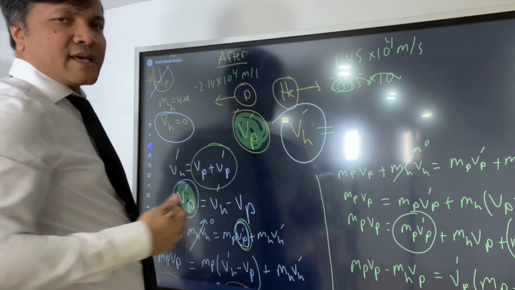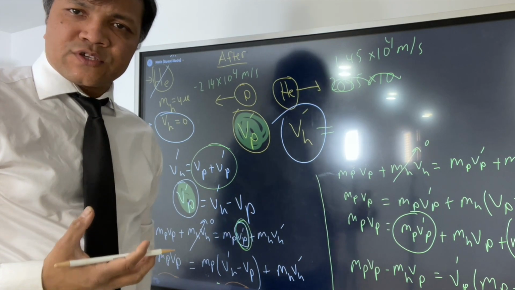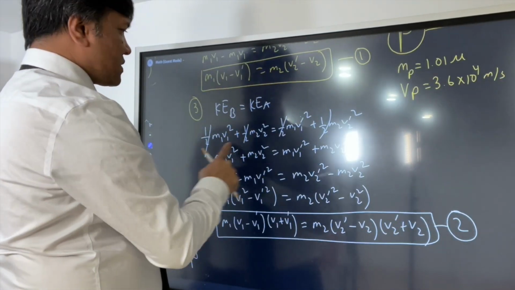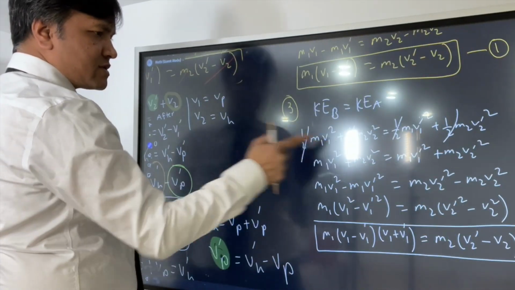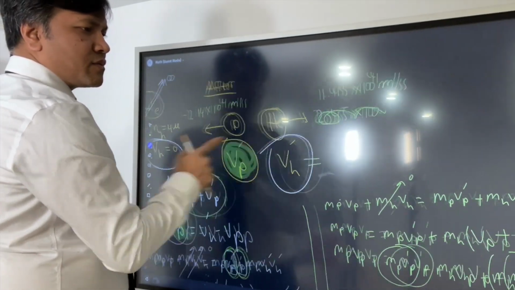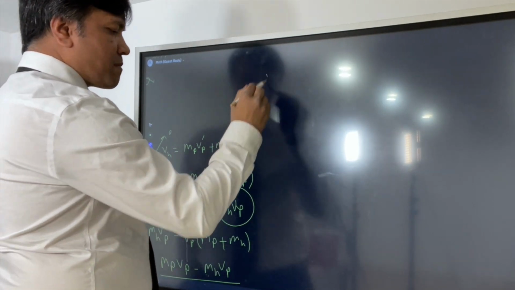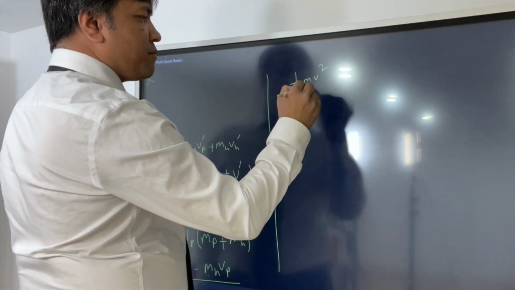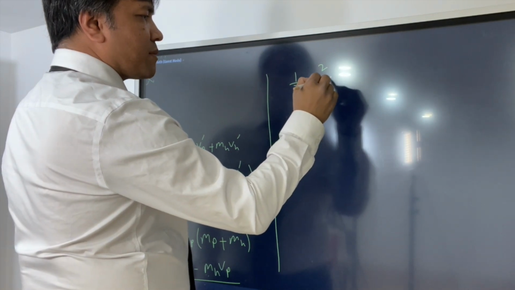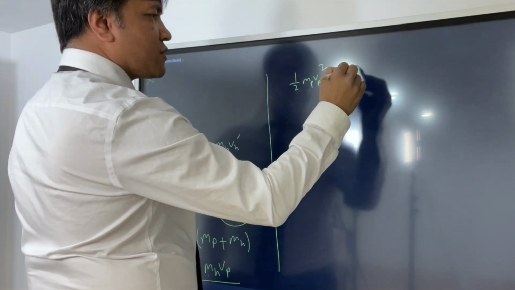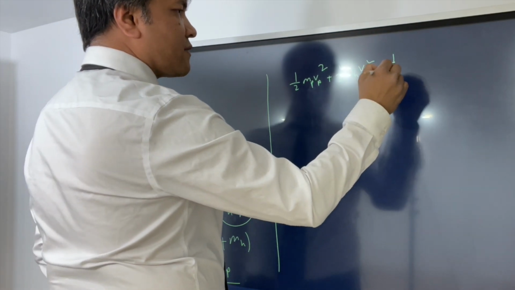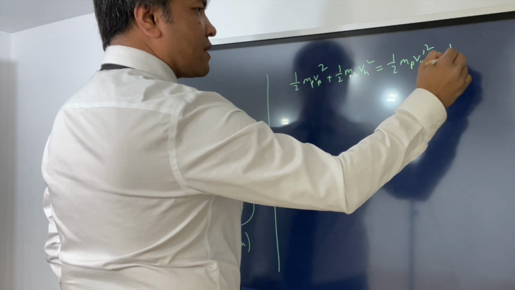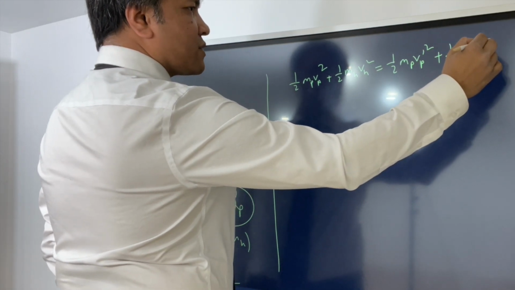We are not done yet. We have to check whether kinetic energy is conserved. So now we're going to check this way. It's not a big deal. Half mv squared: half MP VP squared plus half MH VH squared is equal to half MP VP prime squared plus half MH VH prime squared.